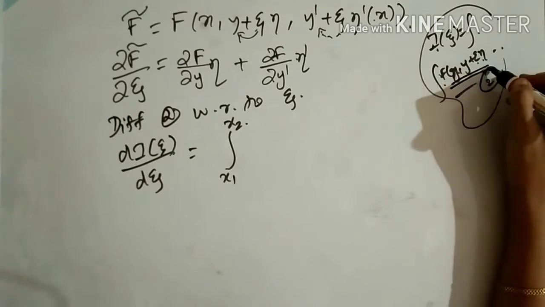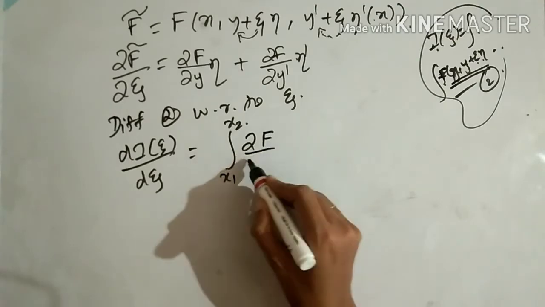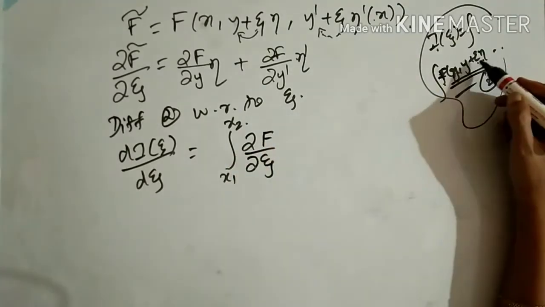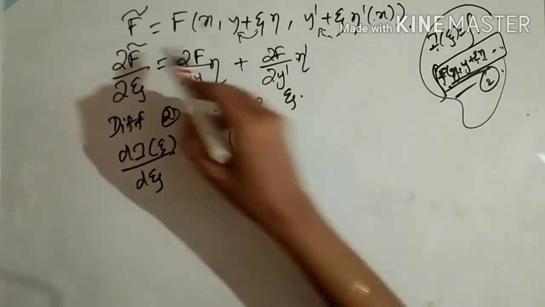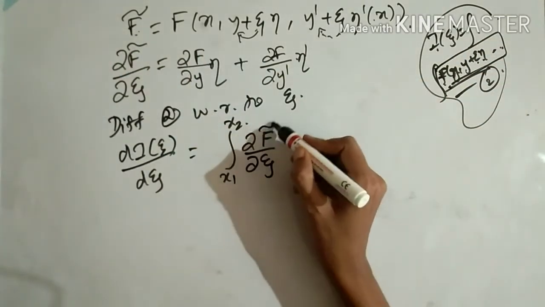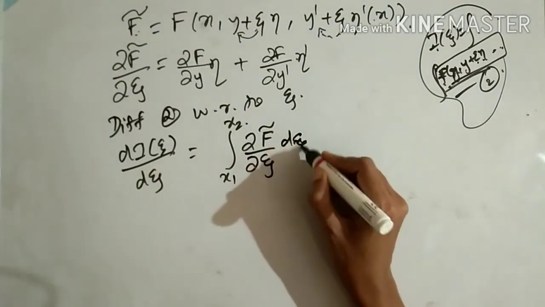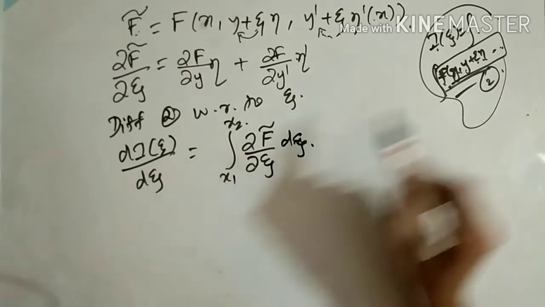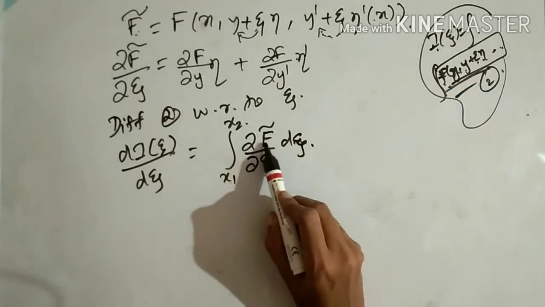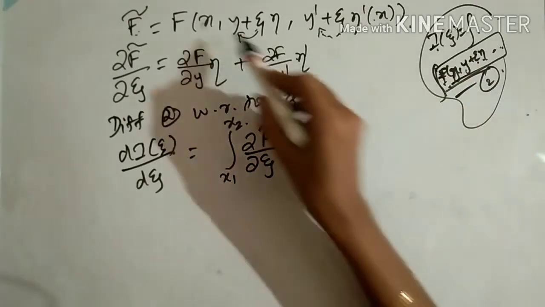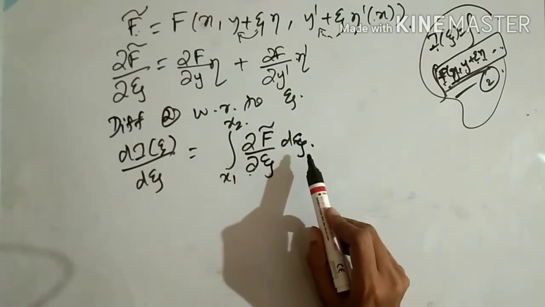So while differentiating you will get ∂f divided by ∂η, this is f, right, where y + εη and y' + εη', those functions we assumed now as f tilde, so you can write f tilde dx, dε. So here it is partial because it consists of 3 variables x, y, y'. So ∂f divided by ∂ε, and this f is now replaced by f tilde. So ∂f tilde divided by ∂ε times dε.